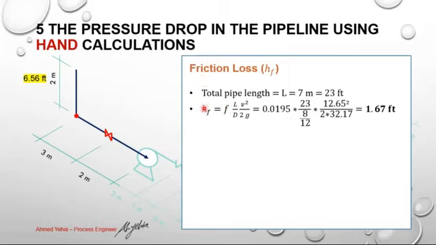Let's calculate the friction loss: HF equals f multiplied by L over D, times V squared over 2g. As you know from the previous slide, the friction loss here is 1.67 foot.